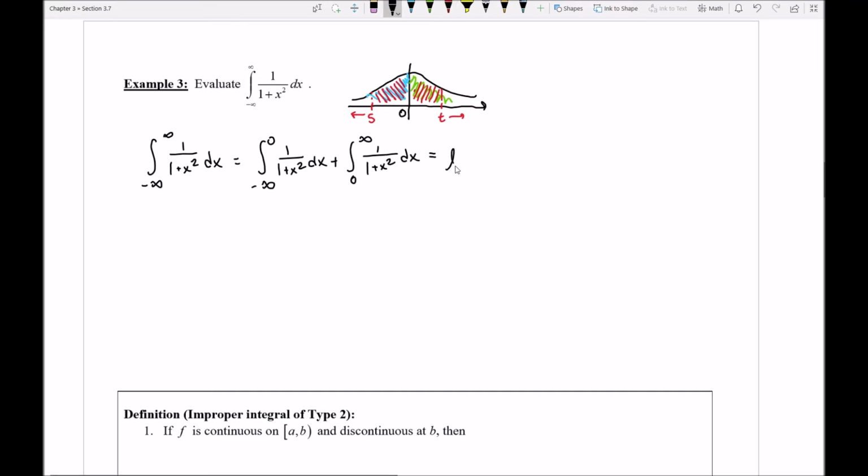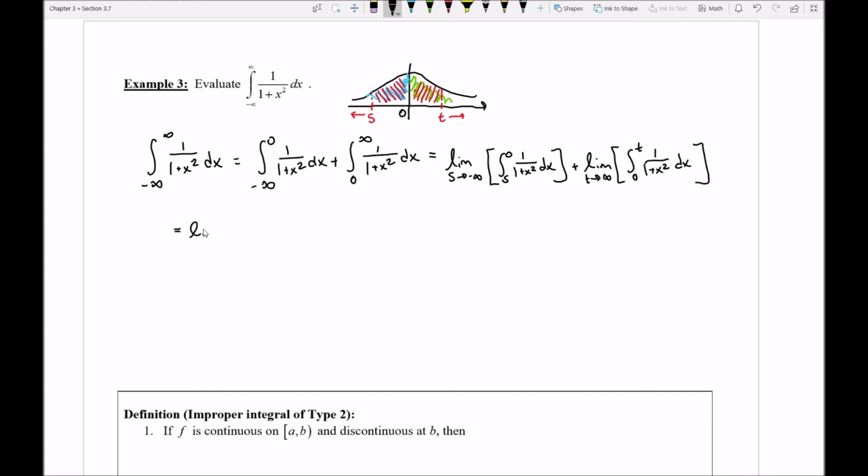So when I set that up, I'm going to have here a limit as s goes towards negative infinity, integral from 0 to s, 1 over 1 plus x squared dx. And then I'm going to have my limit for my green portion. So that's going to be t going towards infinity, integral from 0 to t, 1 over 1 plus x squared dx. If I want to evaluate each of these limits, notice I'm doing them separately after I complete those integrals.